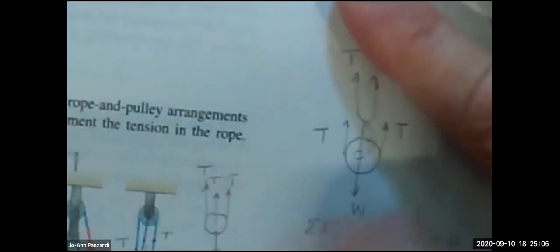Okay. So this is the sum of the forces in the Y equal 4T minus W. So the tension is equal to W over 4.